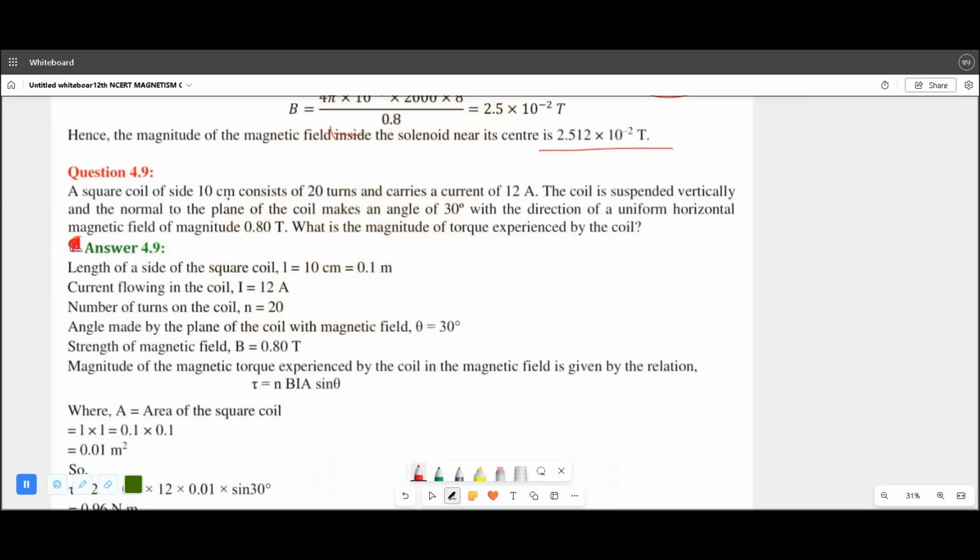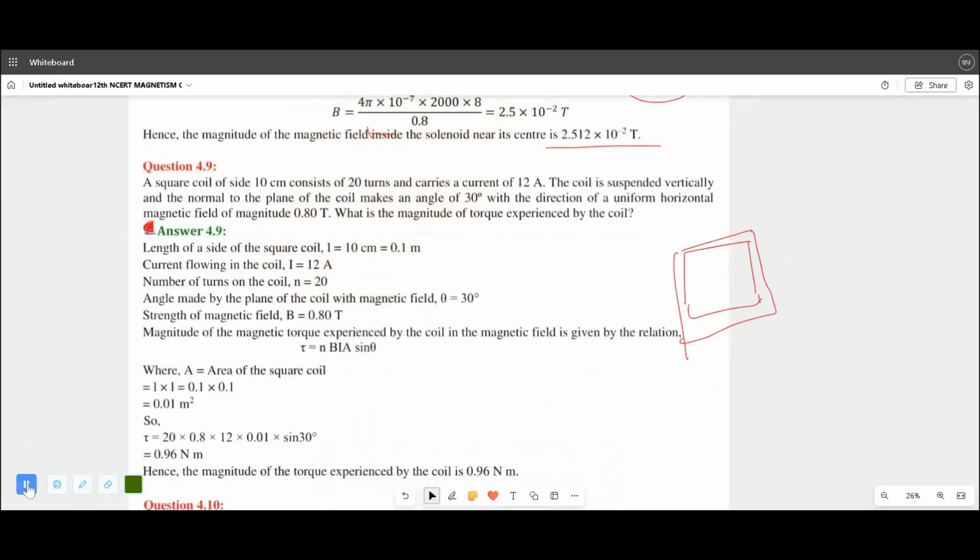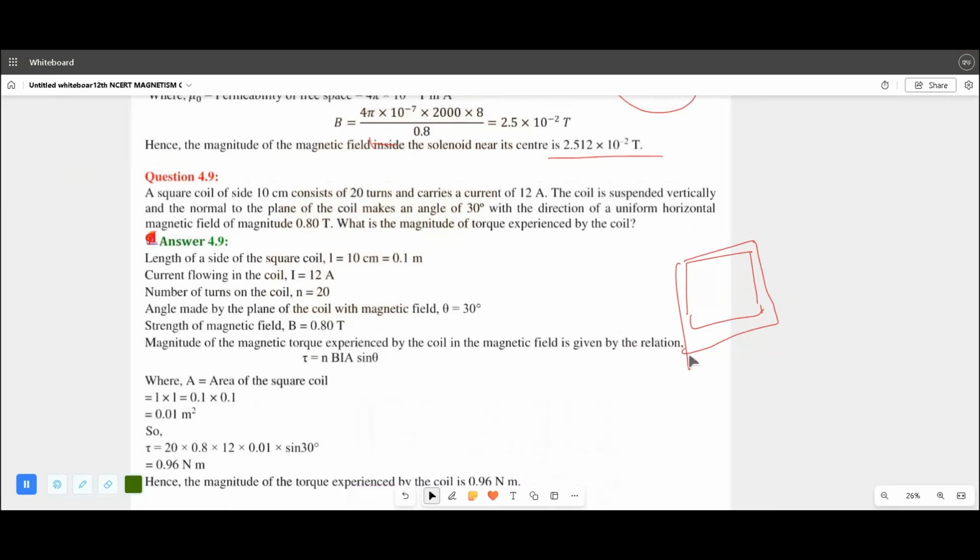A square coil is given, side 10 centimeter, consisting of 20 turns. Okay, so let's say this is the square coil. Okay, it has 20 turns. Right. Okay, now back to question 4.9. Square coil of side 10 centimeter consists of 20 turns. Right. I'll take the pen. Okay. So this is the coil of 10 centimeters. It has 20 turns and it carries a current of 12 ampere.